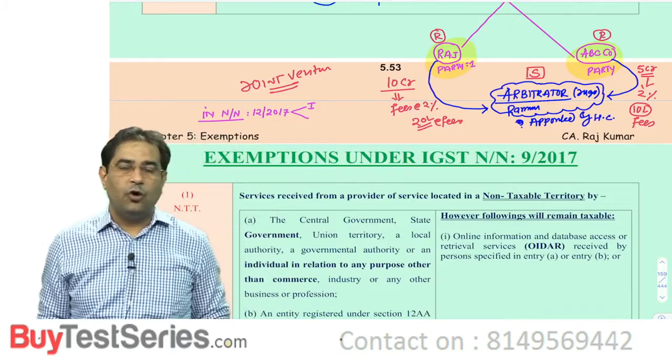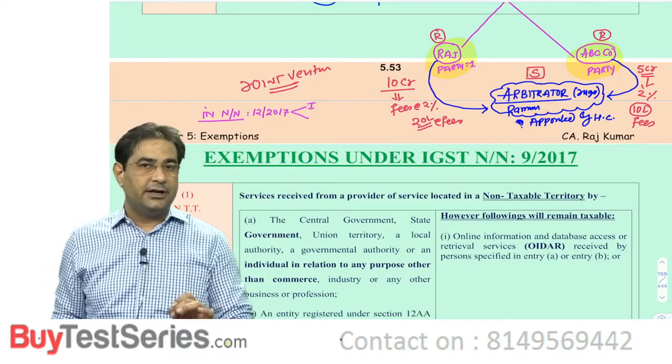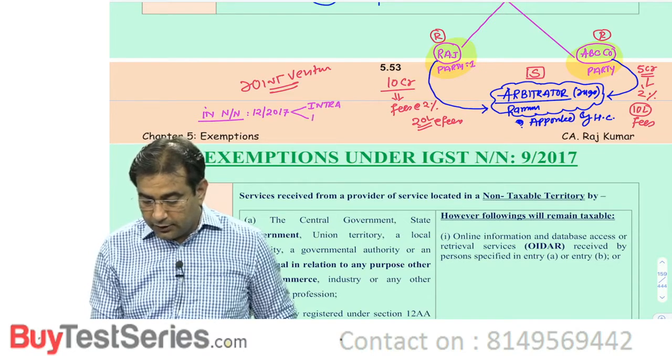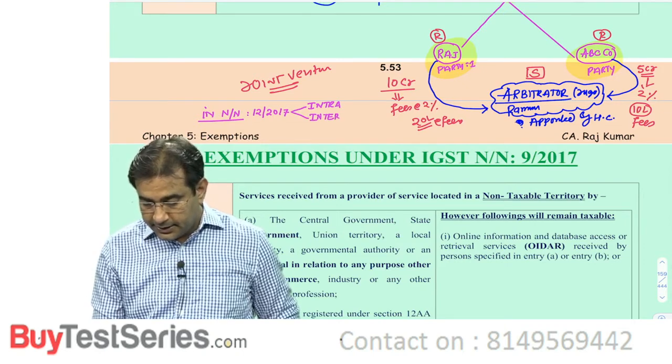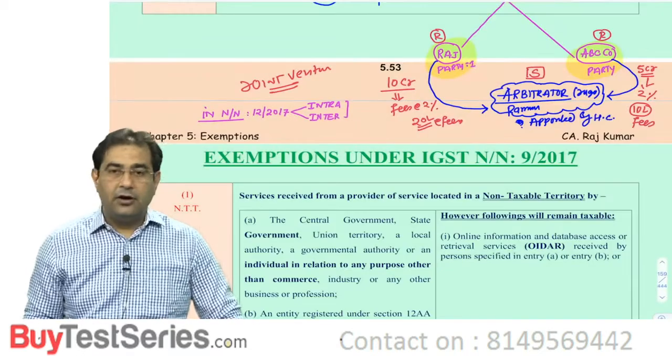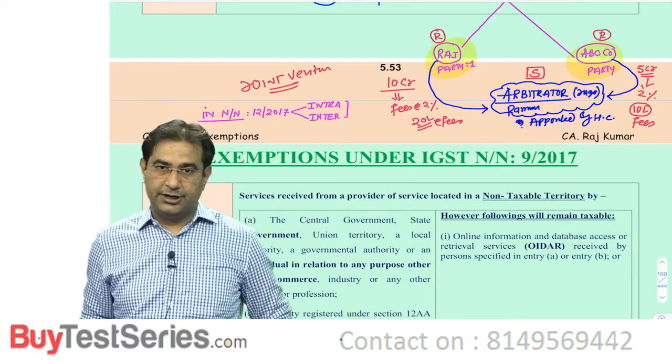All the exemptions contained in this notification that we have discussed till now are common exemptions, applicable whether the supply is intrastate or interstate. In both situations, all the exemptions are applicable. Is it okay? Intrastate or interstate, in both situations, all the above exemptions are applicable.